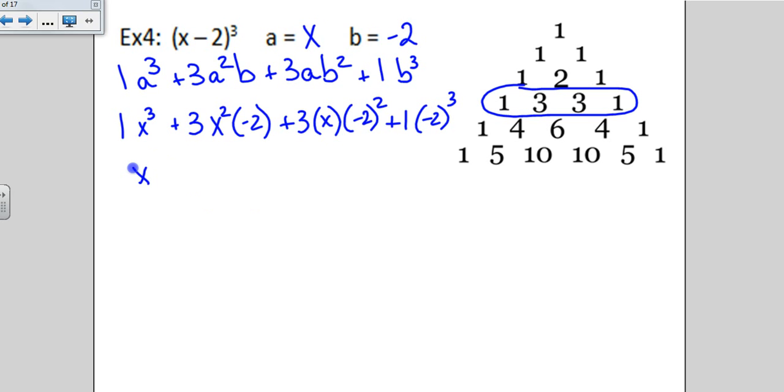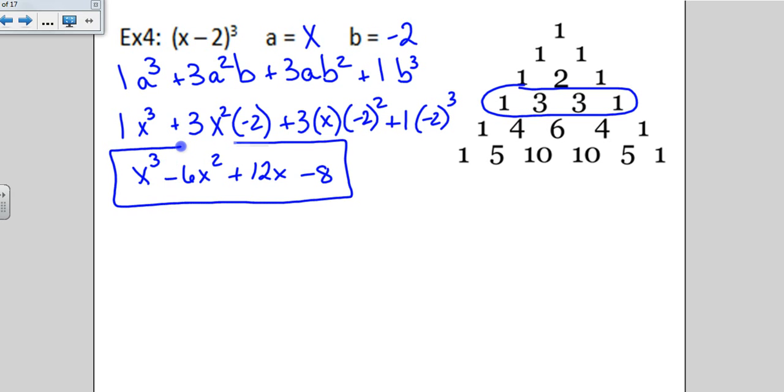So we end up with x to the third. Now here it's 3 times negative 2, so that's a minus 6x squared. And then here we've got positive 4 times 3 is a plus 12x. And the negative 2 to the third is negative 8. So our binomial expansion for that problem came out to this.